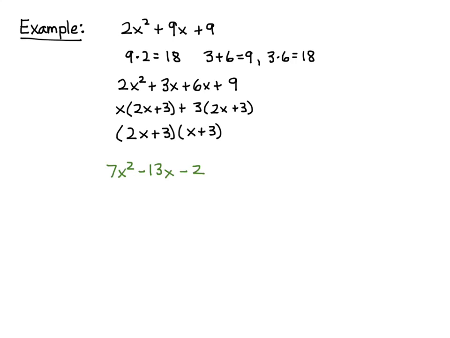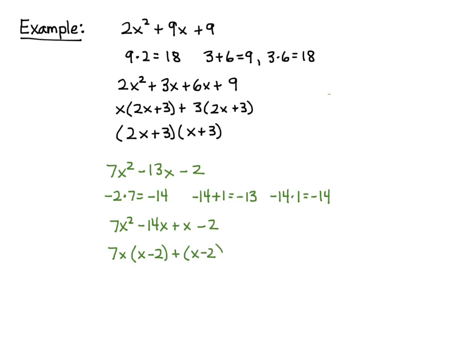Okay, so here's another one. 7x squared minus 13x minus 2. So what is the first thing that we do? We take the 7 times negative 2, and we get negative 14. Now, negative 13 is so close to negative 14 that we know immediately that this is going to be negative 14 plus 1 equals negative 13. And of course, negative 14 times 1 is negative 14. So I'll rewrite my polynomial to put a negative 14x plus x minus 2, factor by grouping, and then I come out there.